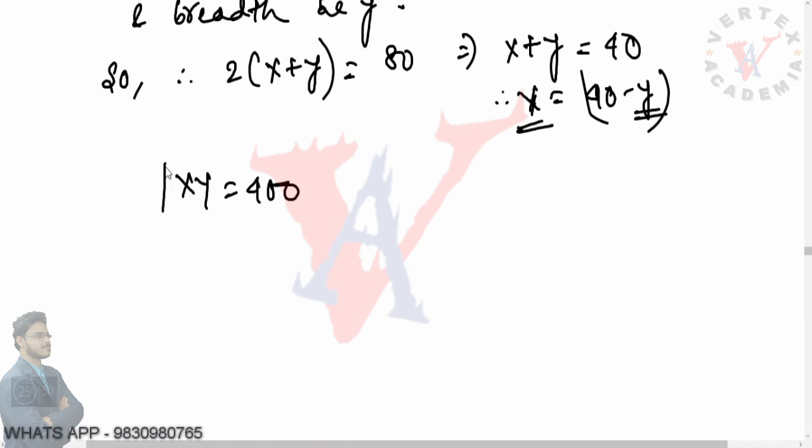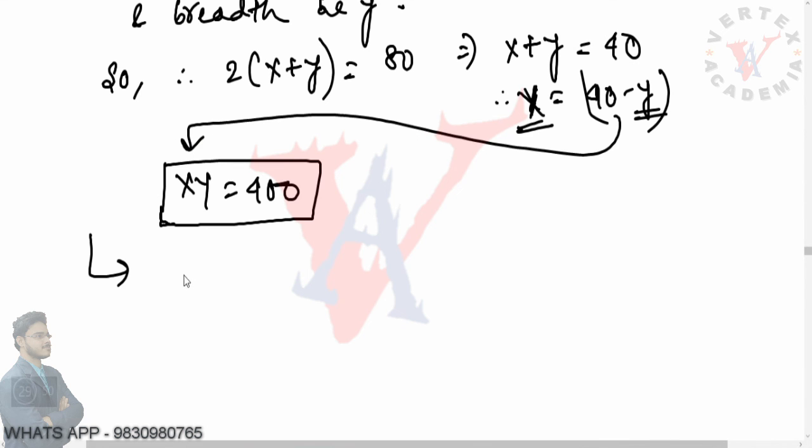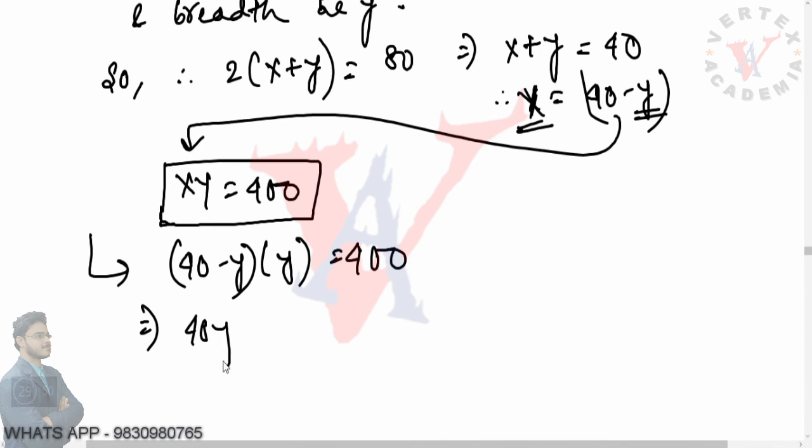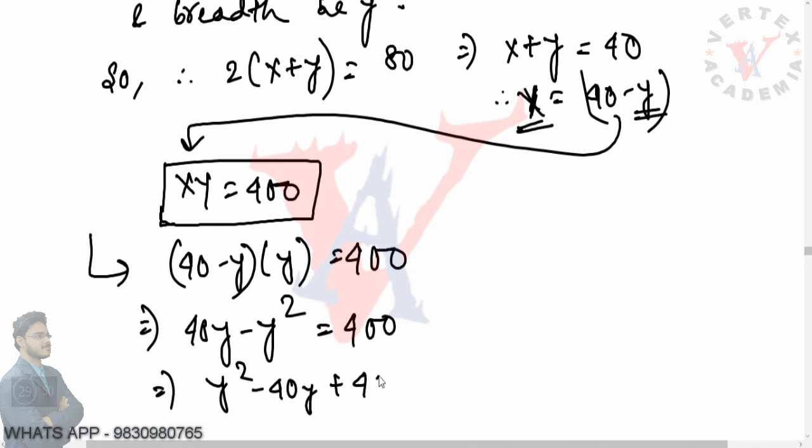Now you see that this is a single equation with 2 variables. We cannot solve a single equation with 2 variables, but here we have a correlation between x and y, so we can put the value of x here. So what is the value of x? (40 minus y) into y equals 400, right? So here what we have got, 40y minus y square equals 400, or y square minus 40y plus 400 equals 0. So finally we have converted the problem into a quadratic equation.